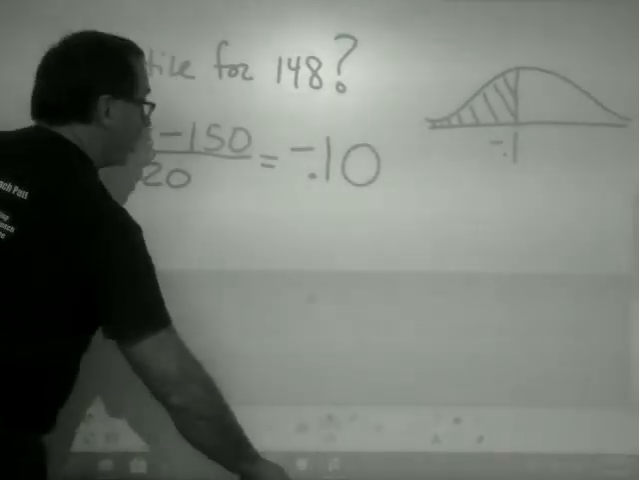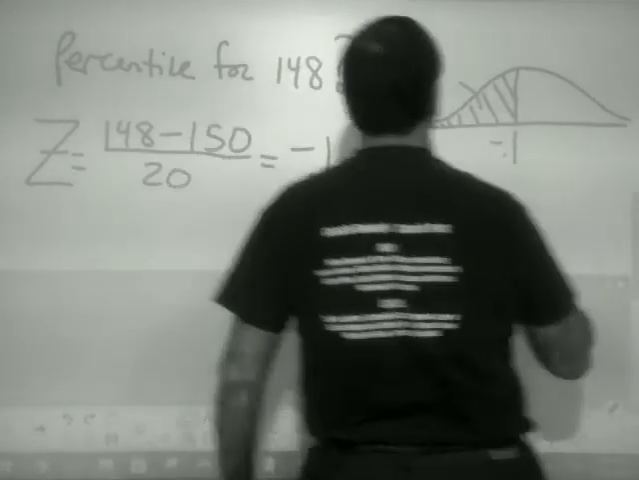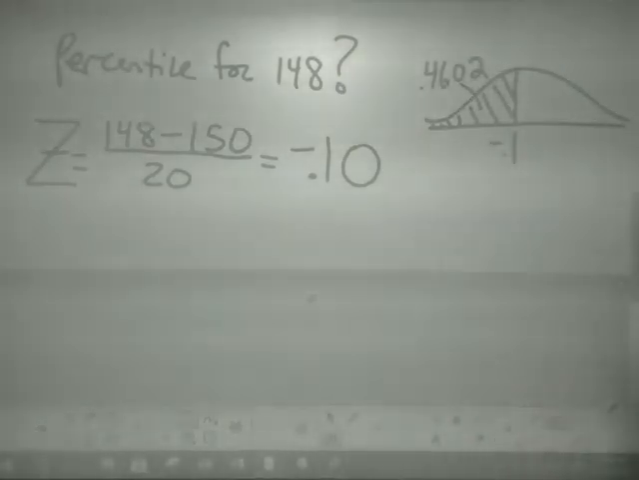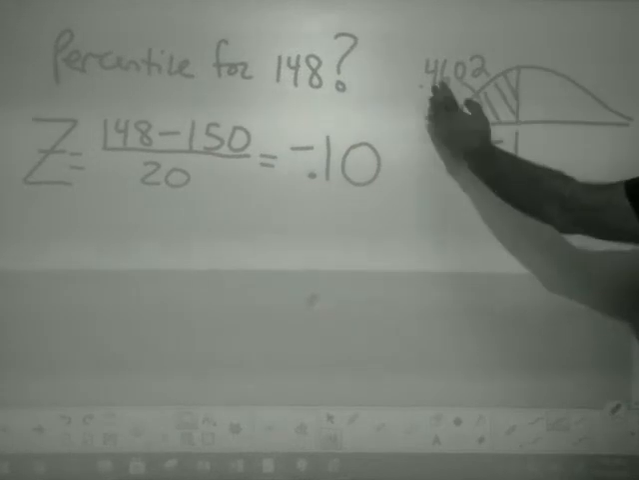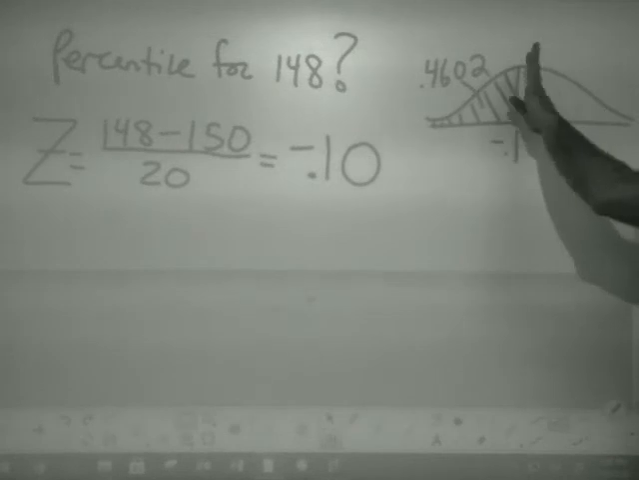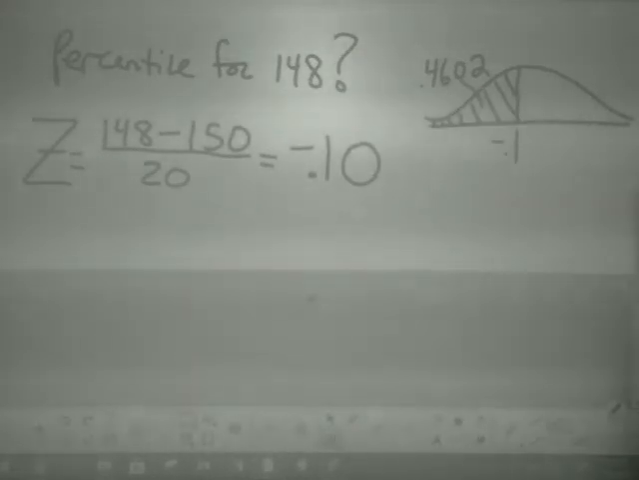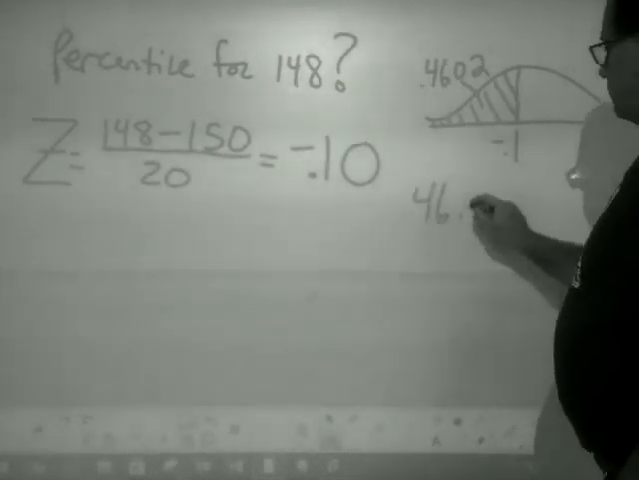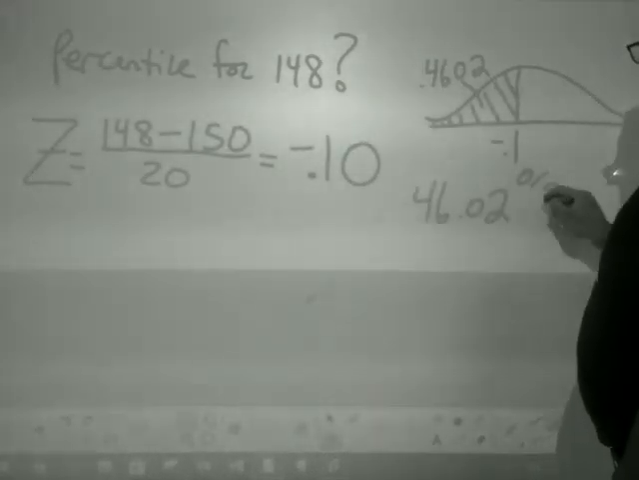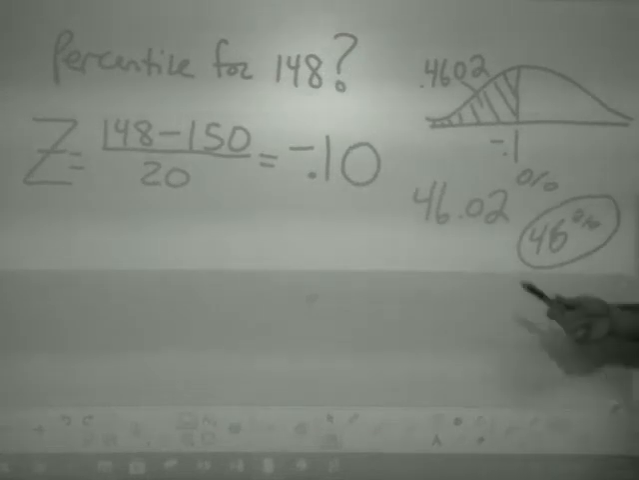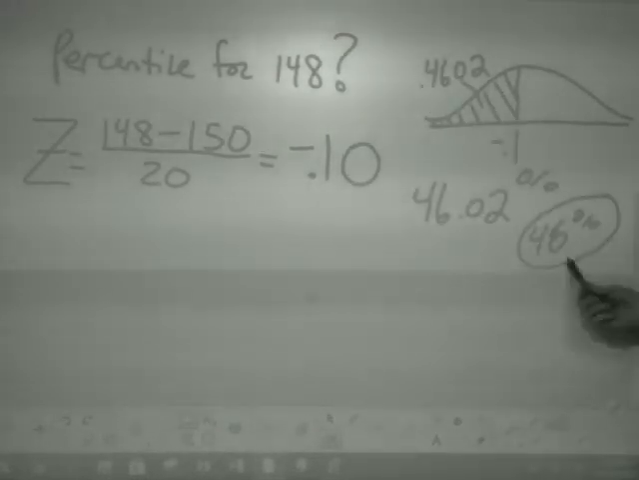So I go back to my drawing, and I label this shaded region 0.4602. That is the shaded part. This whole thing, remember, is equal to a full 1. This, from here over, is 0.4602. So if I move the decimal place twice, it is 46.02%, and I'll probably just write that as 46%. So, what percentile is 148? It's in the 46th percentile.